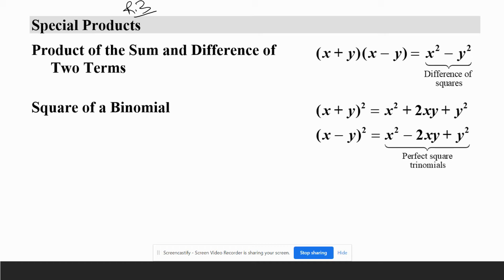Welcome back, everybody. We are still on section R.3. Today we're going to talk about some special products of polynomials.